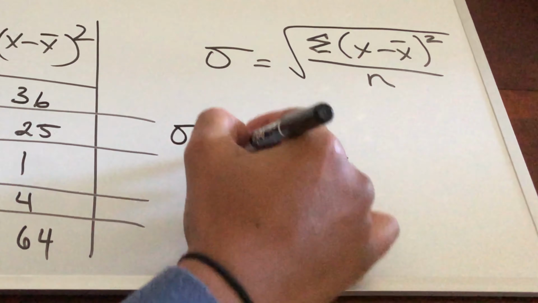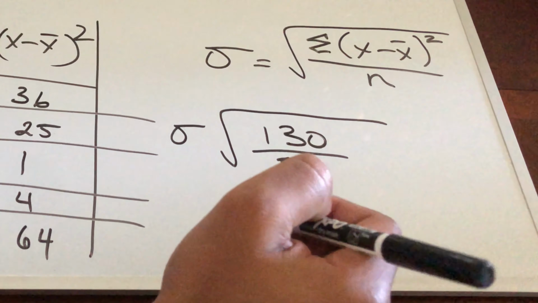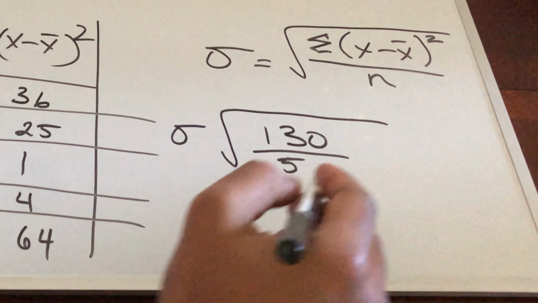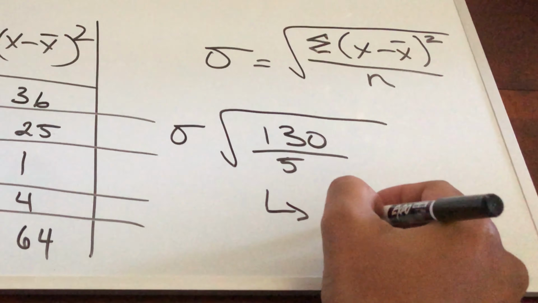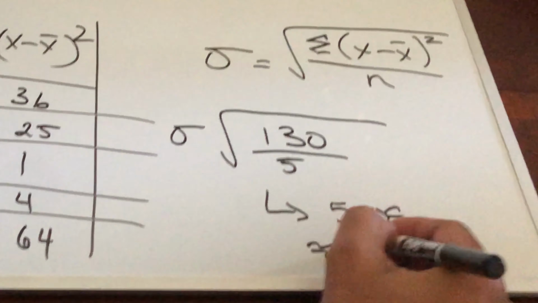So it's going to look like this. Standard deviation equals the square root of 130 divided by 5, right? So you're going to take 130 and divide that by 5, okay? You get 26, and then you're going to take the square root of 26. So it should give you 5.09 or 5.1. So this would equal 5.09, or you can approximate that to 5.1.